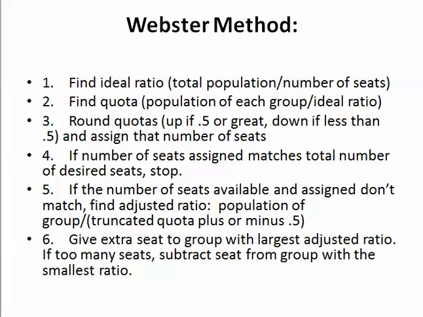And here we have to figure out if we've assigned too many seats or too few. If we have extra seats, we're going to divide by the truncated quota plus 0.5. But if we gave away too many seats, we're going to take it by the truncated quota minus 0.5. Then to figure out what to do with those seats, we're going to give the extra seat to a group with the largest adjusted ratio, just like in the Jefferson. But if we had too many seats, we're going to take a seat away from the group with the smallest ratio. Let's look again at Rhode Island.